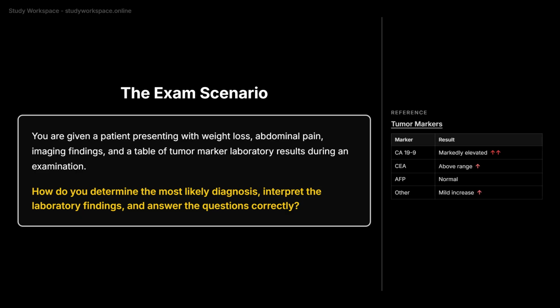Clinical chemistry, tumor markers. Suppose you are given a patient with weight loss, abdominal pain, imaging findings, and a table of tumor marker results during an examination. How do you determine the most likely diagnosis, interpret the laboratory findings, and answer the questions correctly? That is exactly what we'll cover in this lesson.